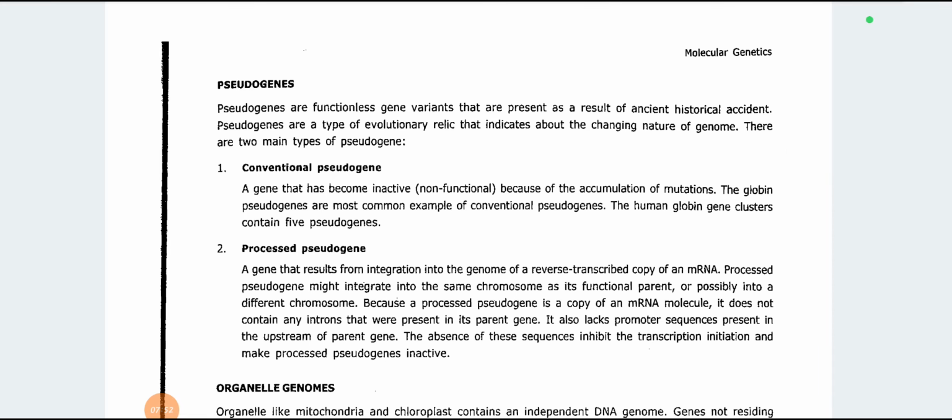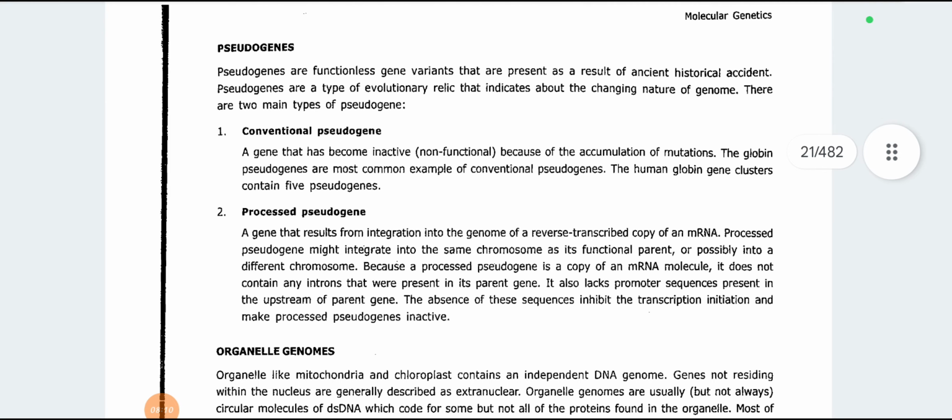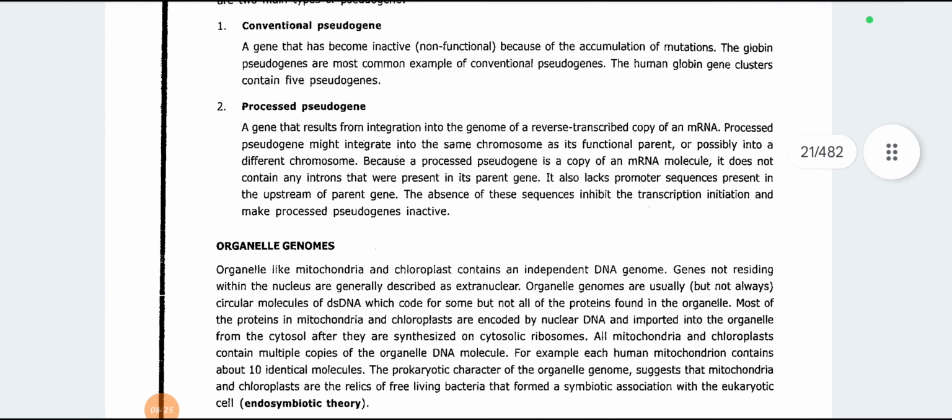If we understand more about pseudogenes, they are functionless gene variants that are present as a result of some accident, and they tell us about the changing nature of the genome. There are two types of pseudogenes, conventional and processed. A conventional pseudogene is a gene that has become inactive, non-functional because of accumulation of mutation. The globin pseudogenes are the most common example of conventional pseudogenes, and the human globin gene clusters contain 5 pseudogenes.